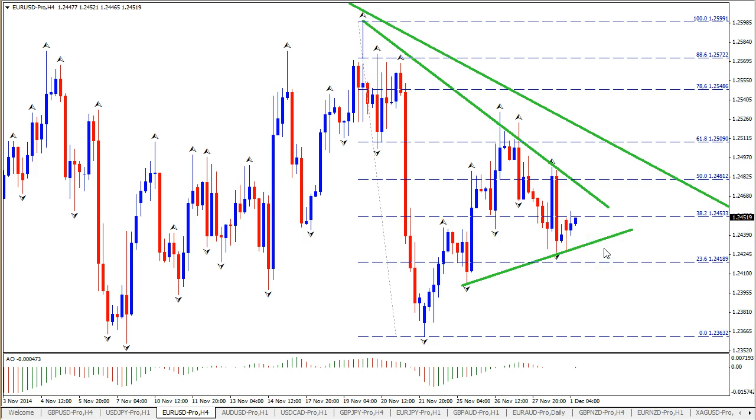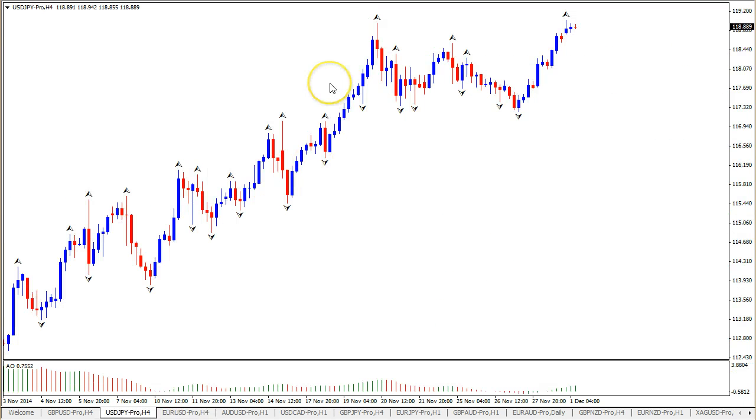When it breaks, I want a full candle below it. Also, I want to see candlestick patterns at these fibs, the 88.6 and the 78.6, as well as the pound dollar. All right, next on the menu is the dollar yen.